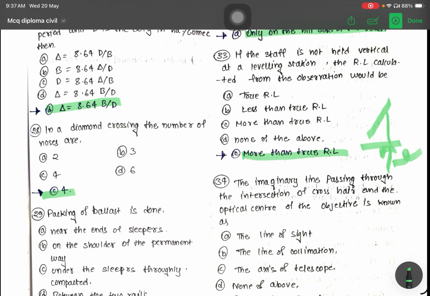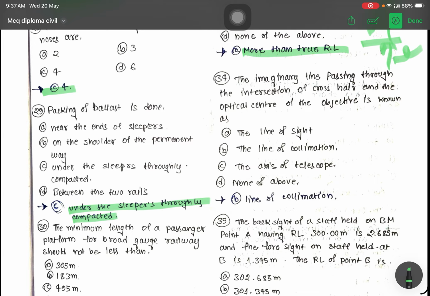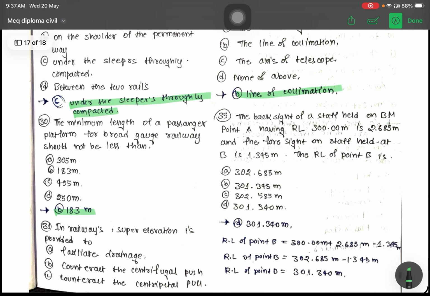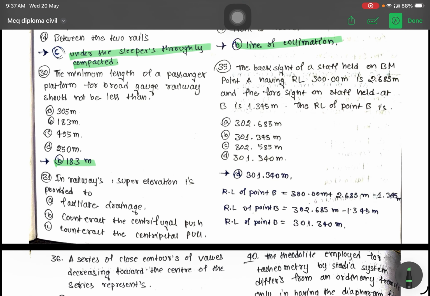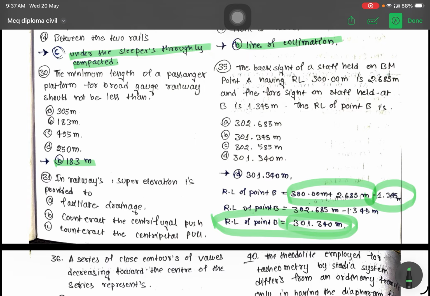The imaginary line passing through the intersection of the crosshair and the optical center of the objective is known as the line of collimation. The backsight at a benchmark having reduced level 300 meter and instrument height 2.685 meter, and the foresight at B is 1.345. The RL of the point will be benchmark plus height of instrument minus 1.345. So the RL of B point will be 301.340.